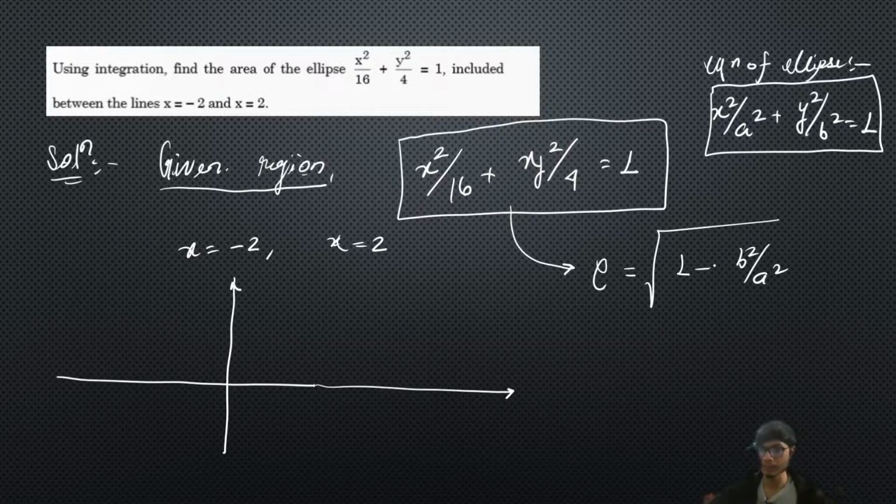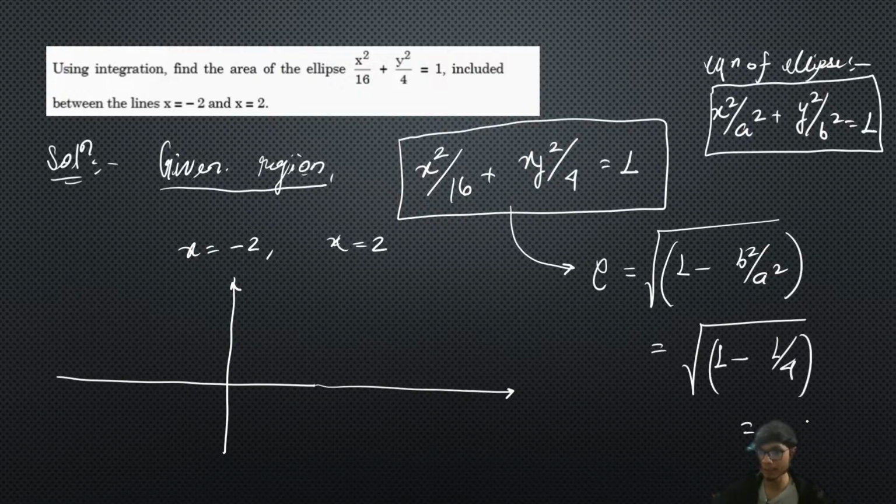Okay, so for this ellipse, the eccentricity is given as the square root of 1 minus b square by a square. If we evaluate this eccentricity, I am going to have it as the square root of 1 minus 1 by 4, and that part is going to be root 3 by 2. So we have the eccentricity as root 3 by 2.